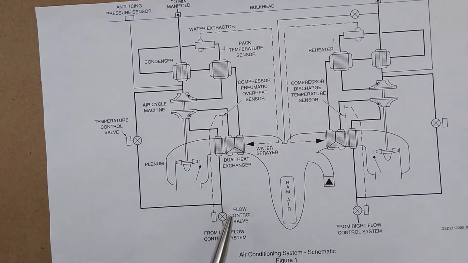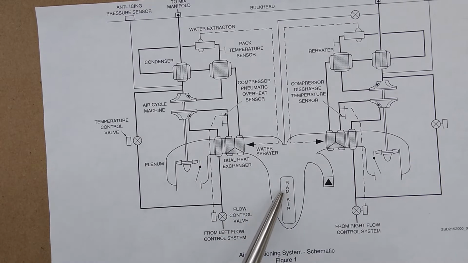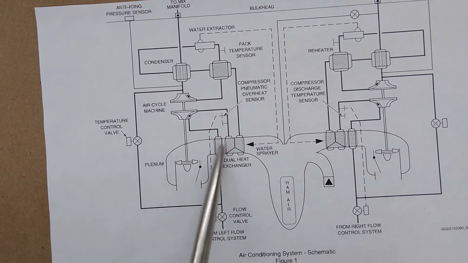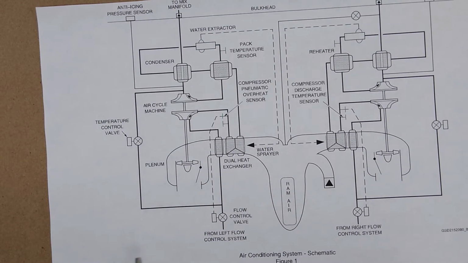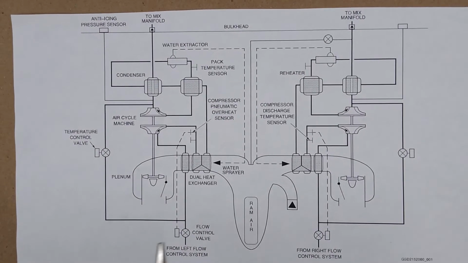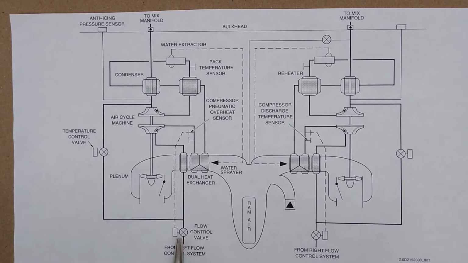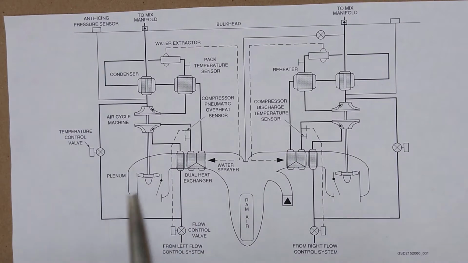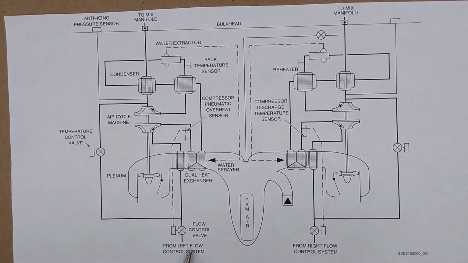Now, that would be the case of air being your refrigerant. This outside air is what's taking the heat away from your packs and dumping it overboard. Now, the air that actually gets pumped into the cabin is coming from the engines or the APU, the auxiliary power unit. This air is bleed air.